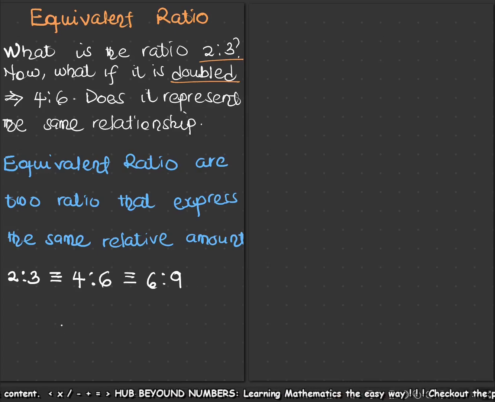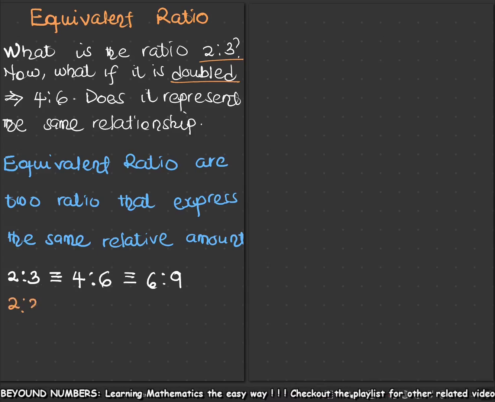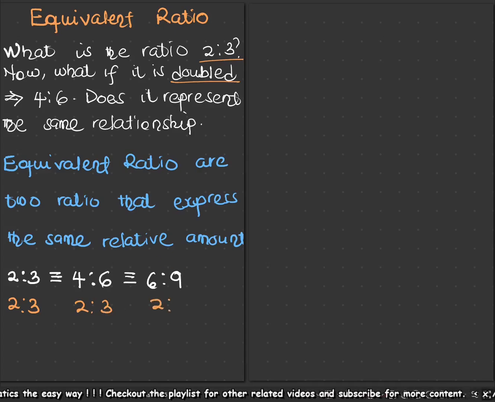In other words, you can even choose to simplify. If you simplify 2 is to 3, it still remains 2 is to 3. If I choose to simplify 4 is to 6, it becomes what? 2 is to 3. This also, when simplified, becomes 2 is to 3. So the relative amount of comparison is just the same thing.